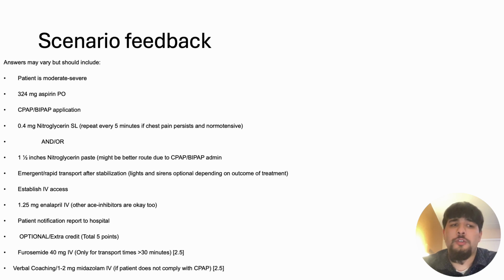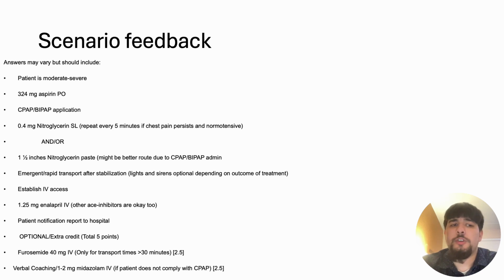And or you could do the 1.5 inches of nitroglycerin paste. Might be a better route once you do the CPAP or BiPAP, just so you don't have to take the mask off, put the CPAP on, take the mask back off. You do want to do emergent or rapid transport after you stabilize the patient. Lights and sirens are optional. You've probably seen some studies where it hasn't been too helpful compared to just going regular traffic to the hospital. You do want to establish IV access.